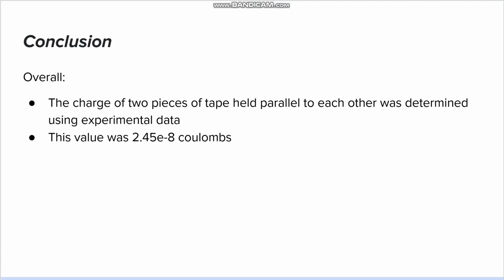In conclusion, overall, the charge of 2 pieces of tape held parallel to each other was determined using experimental data from this lab, and this value was found to be 2.45 × 10^-8 coulombs, assuming that the charge was evenly distributed along the length of the tape.